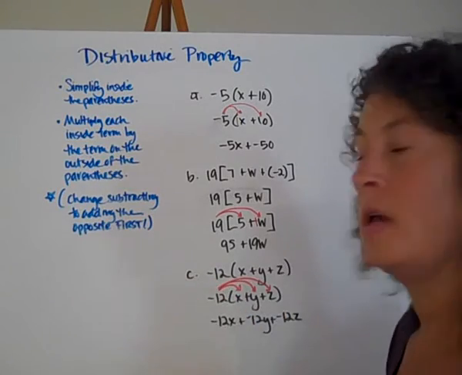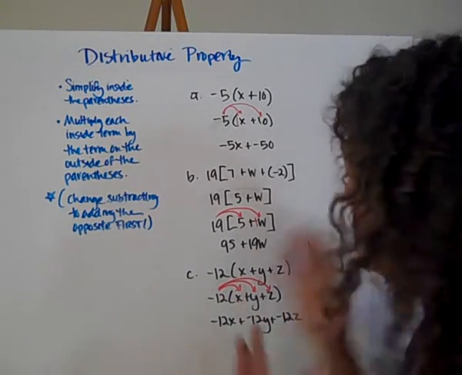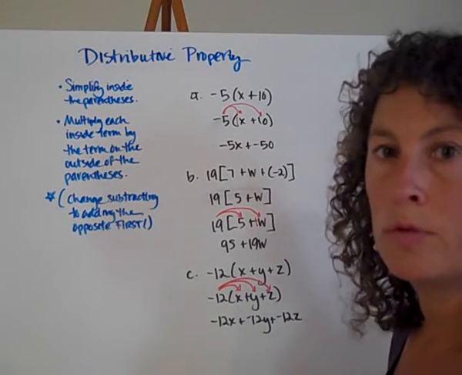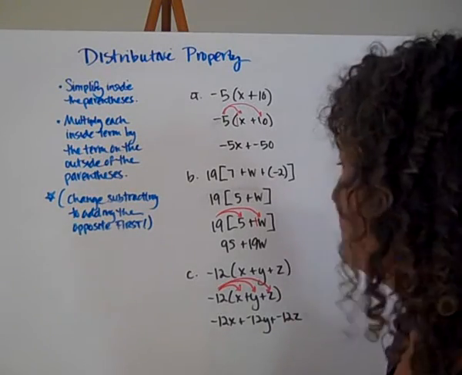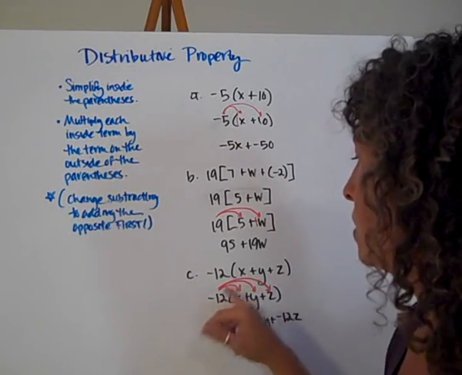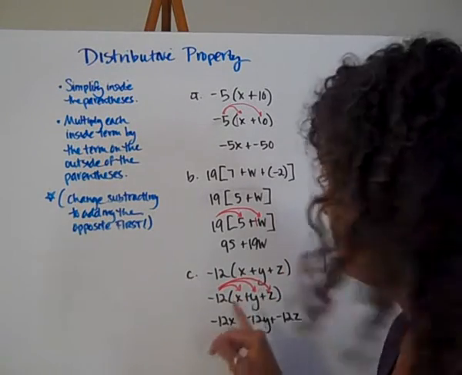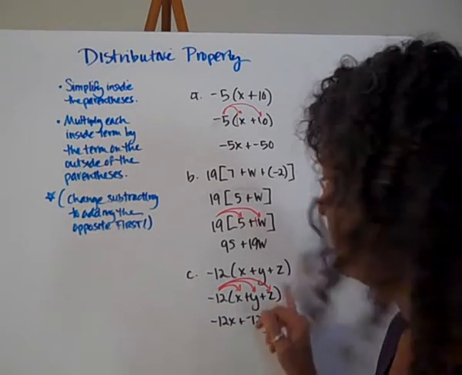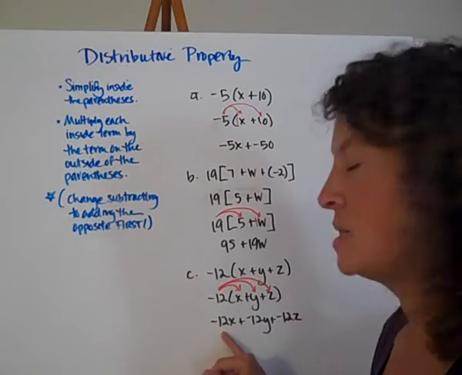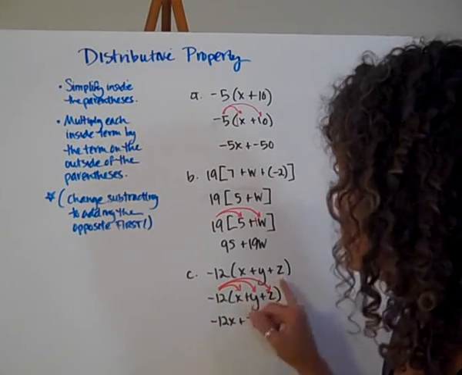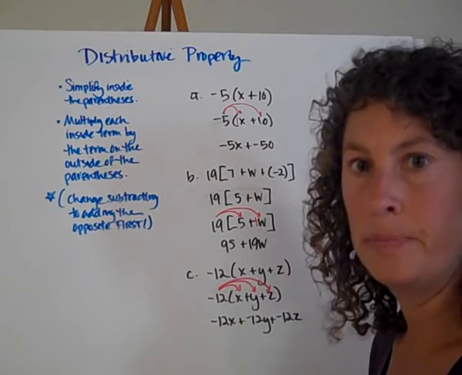Alright, here we have a set of parentheses with 3 terms in it. You can have as many terms in a set of parentheses as you want. We generally work with 2 or 3, but you can have a dozen if you wanted to. We have -12 times x plus y plus z. So again, we're going to distribute the -12. Remember, each of these variables has a 1 in front of it. So -12 times x is -12x, -12 times y is -12y, and -12 times z is -12z.